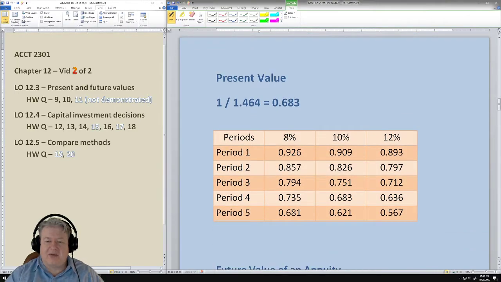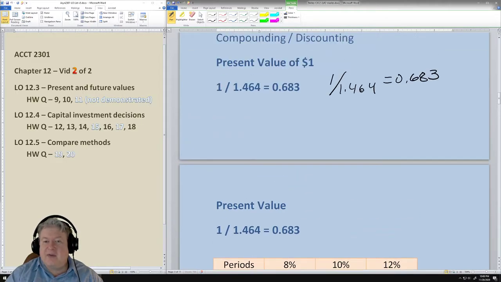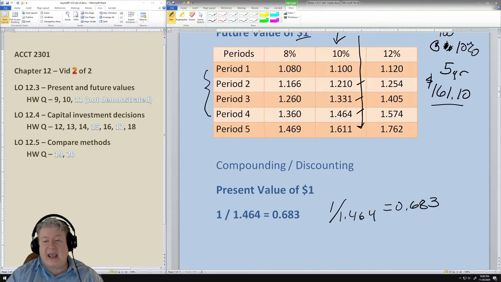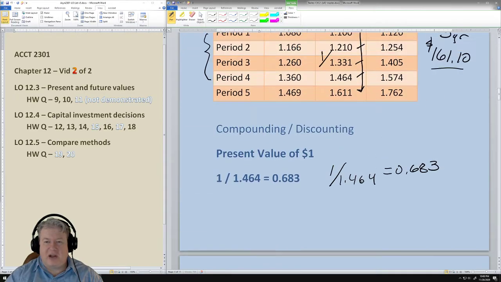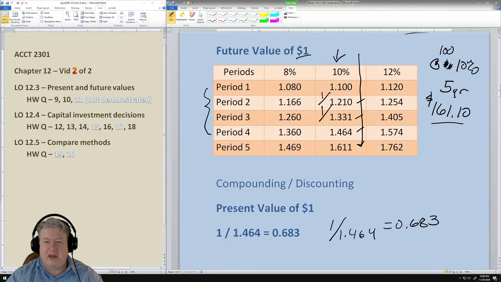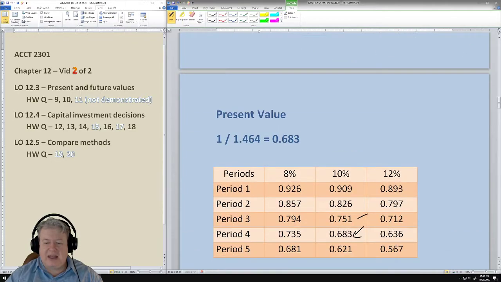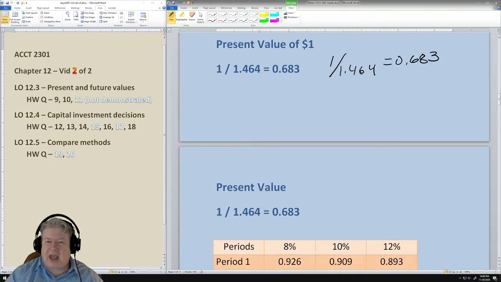If we go down to the present value table, here it is, 683. In other words, the present value table is just the inverse of the future value table. It's the same numbers. If I took 1 over 1.331, it would be this number. If I took 1 over 1.21, it would be this number. So these tables are linked in that they're doing the same thing. It's just one's going forward and one's going backwards in time. So it's the same calculation.